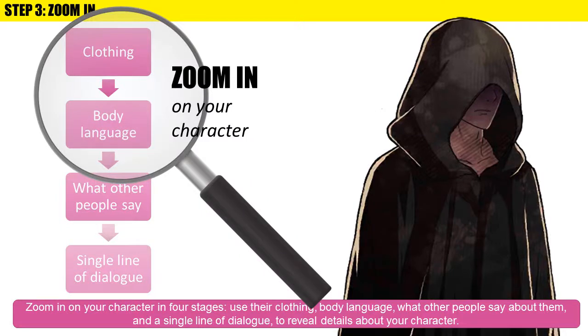After your panorama, the next step is to zoom in on our character. With only 45 minutes to plan and write our stories, we only want to focus on one character, and we are only going to hint at details about them rather than try to tell their life story. When we zoom in on the character, we're going to do it in 4 steps. We will say something about them through their clothing, say something about them through their body language, say something about them through the perspective of other people, and then finish with a single line of dialogue.